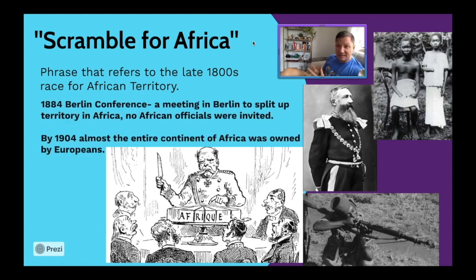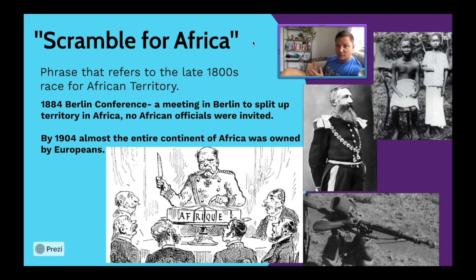Now, by 1884, to try and prevent things from getting out of hand and to prevent war over land that they don't even own, which is ridiculous to even say, you know what I mean? Europeans got together and had a meeting so they didn't go to war over land that they were unlawfully stealing from other people, right? In 1884, the Berlin Conference would be held, right?